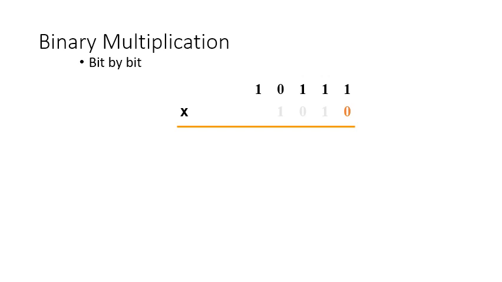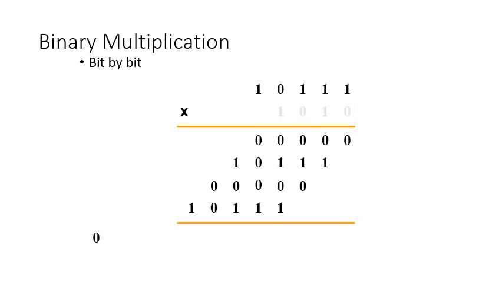So binary multiplication is basically bit by bit multiplication, just like the decimal numbers. Simply you have to multiply all the numbers one by one, and finally you will add up all the multiplied bits.